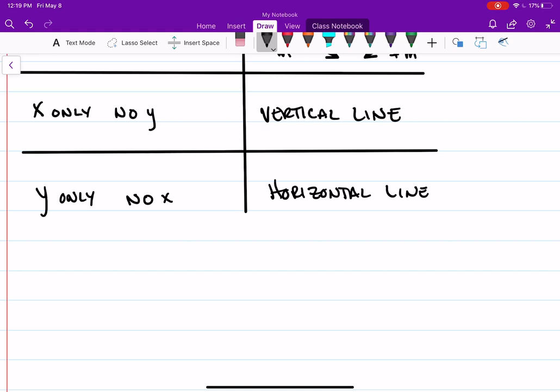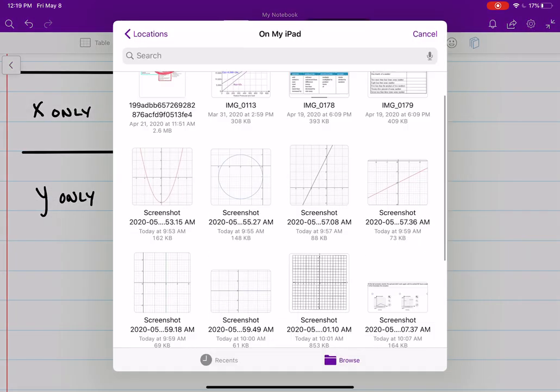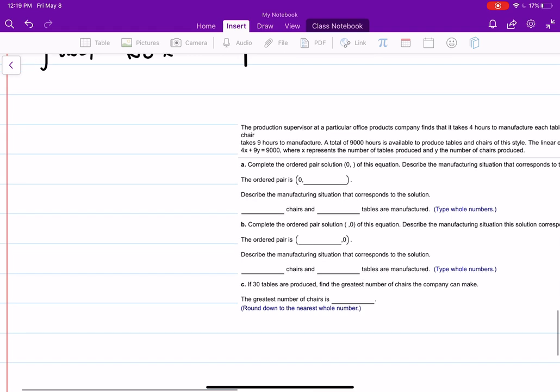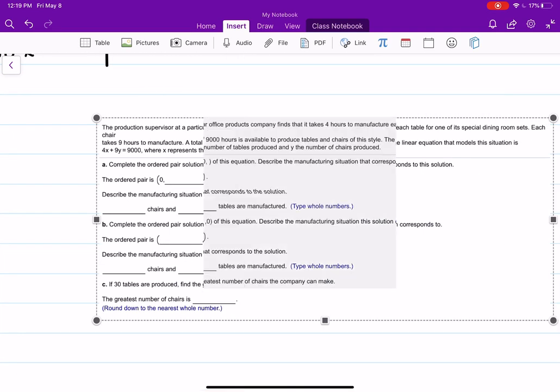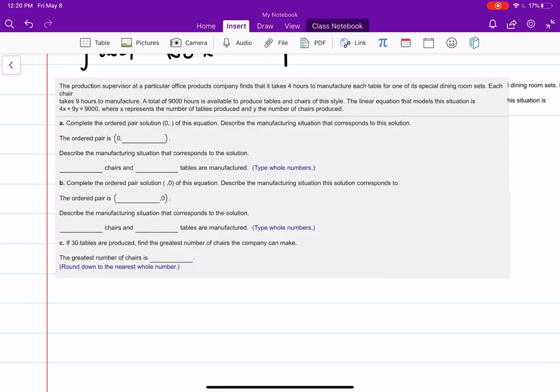They're going to give you word problems. Let's see here. The word problem is this one right here. So let's move this over to where it needs to move over to.